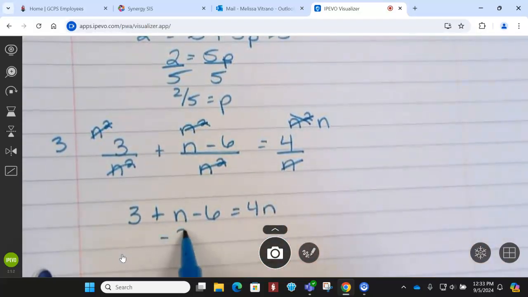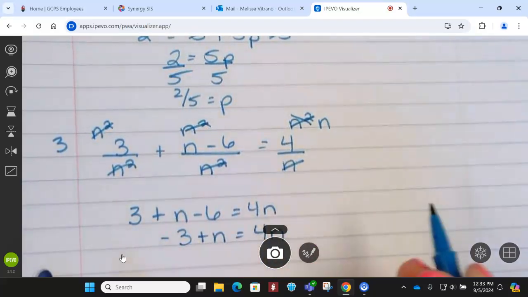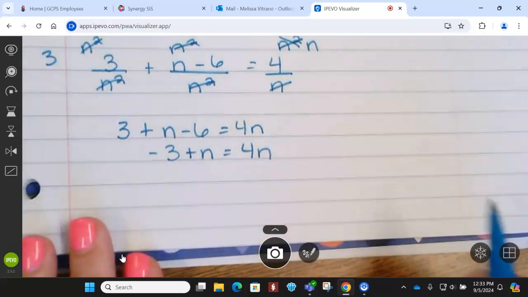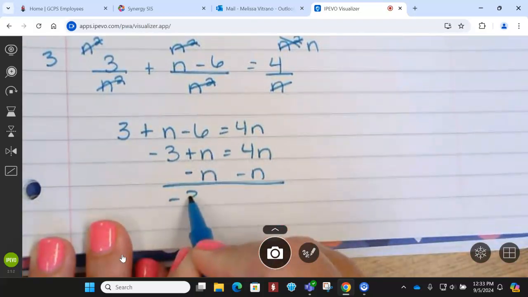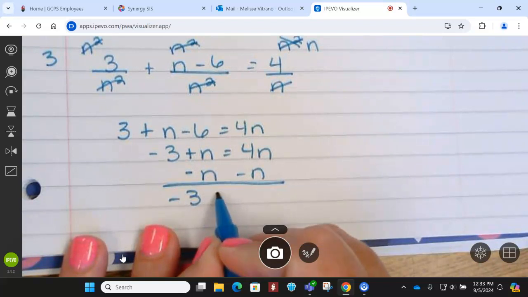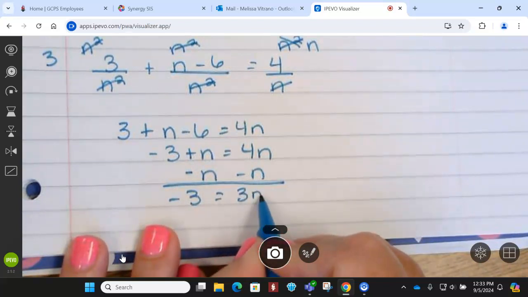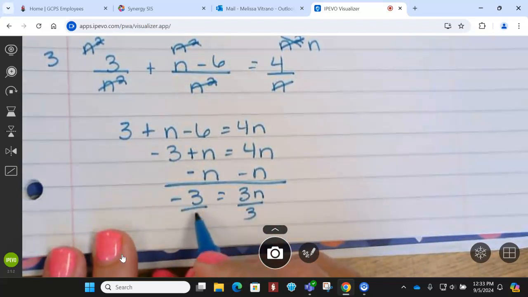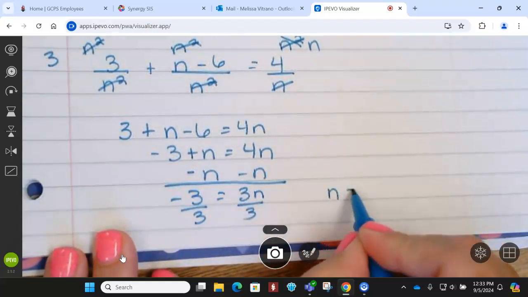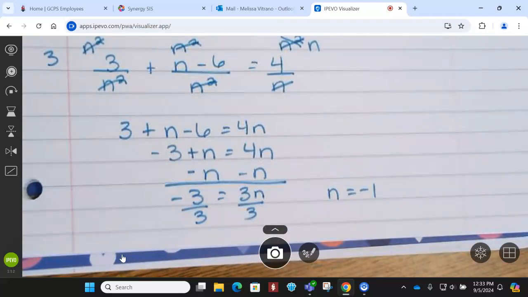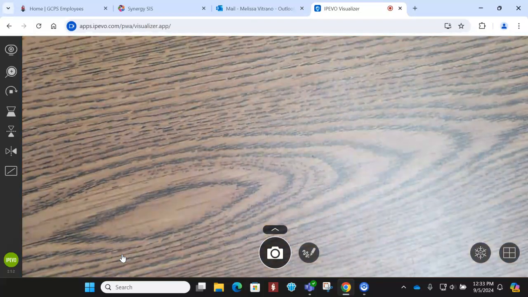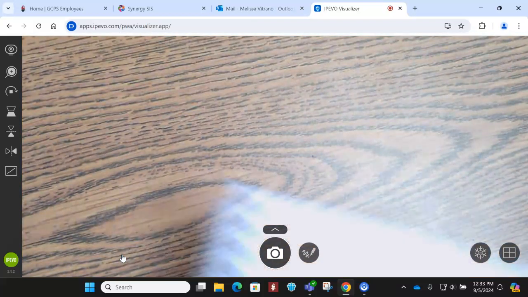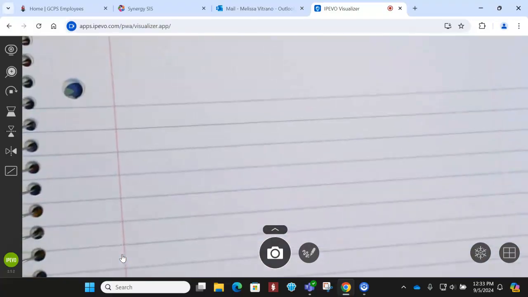Collect like terms, so we get negative 3 plus n equals 4n. Okay, we're going to subtract our n over. We get negative 3 equals 3n. Divide by 3. And n equals negative 1. Okay, not too bad, right? Again, we're taking something that looks ugly and making it pretty.